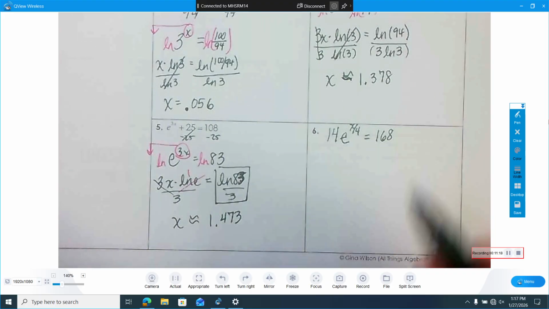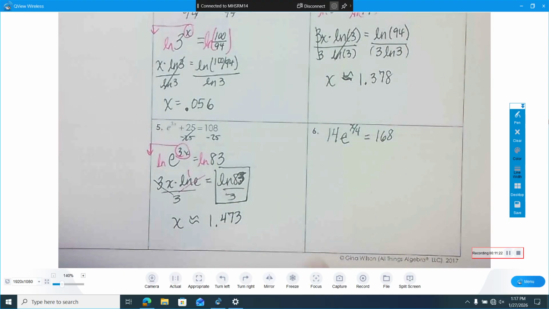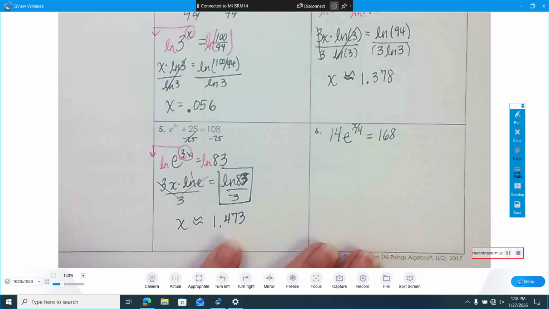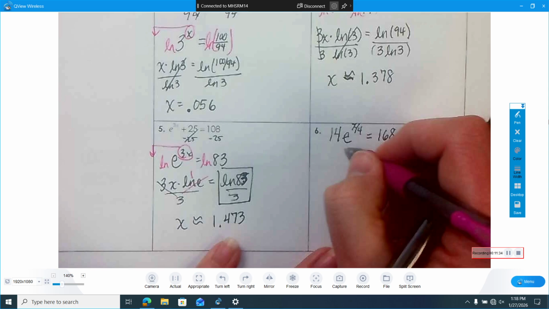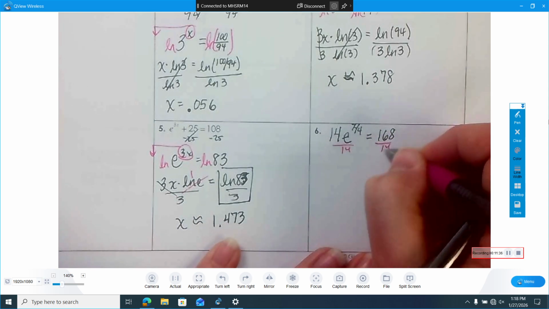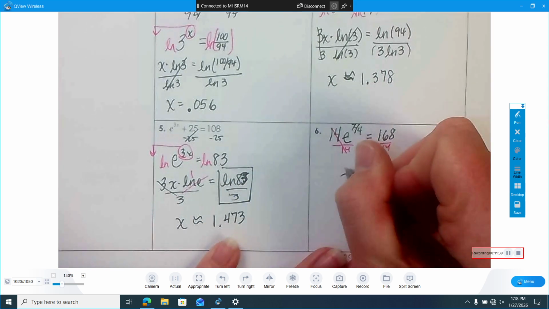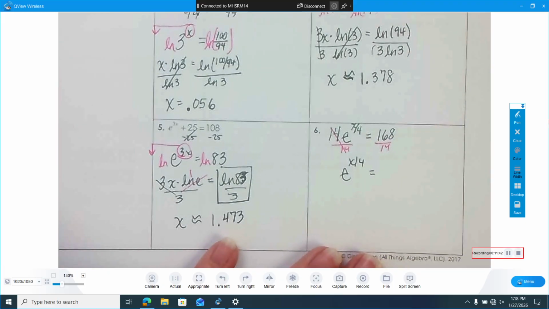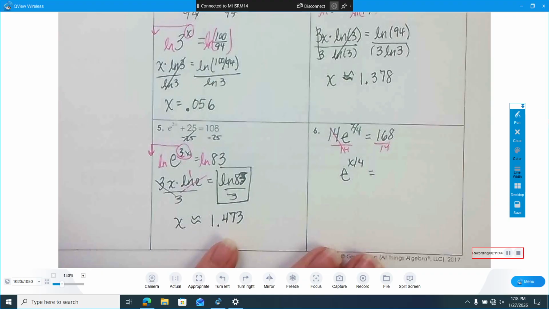Number 6, I have 14 e to the x divided by 4 equals 168. Again, the problem changes here. What do you want to do first? Divide by 14. Yes, divide by 14. So we get e to the x over 4 equals 168 divided by 14, which is 12.